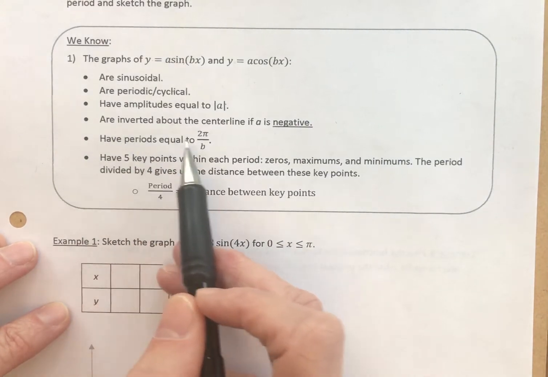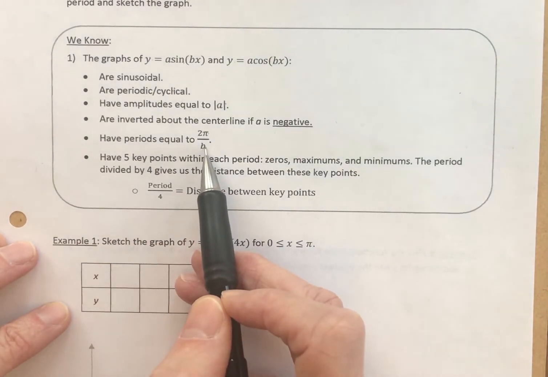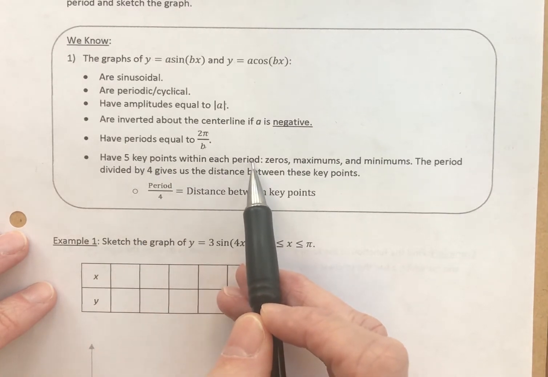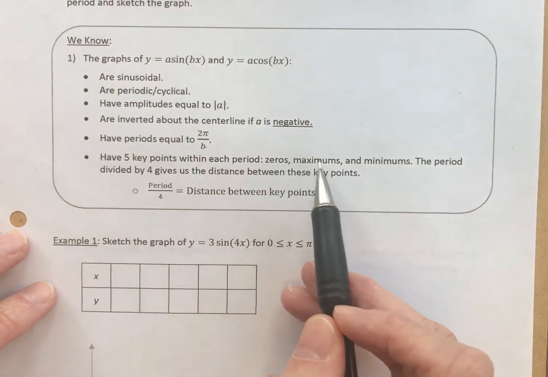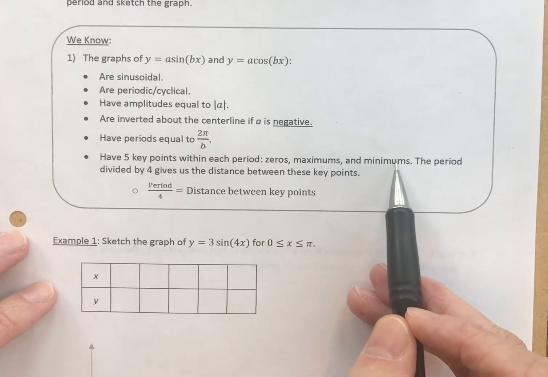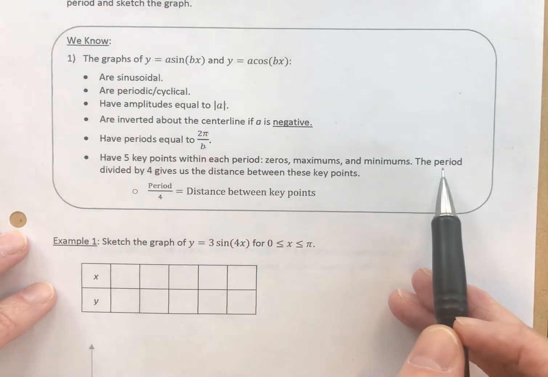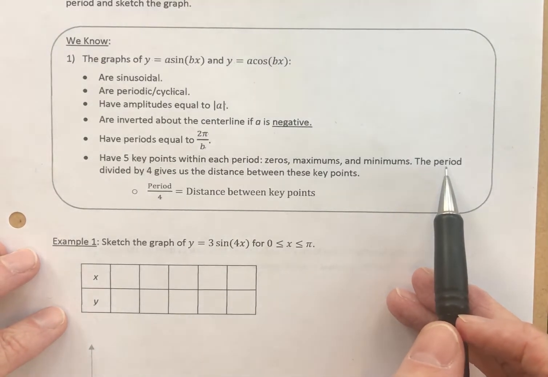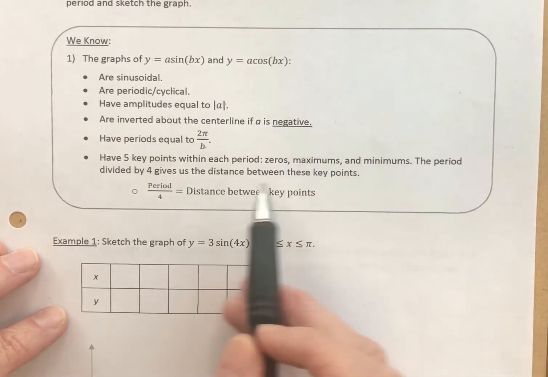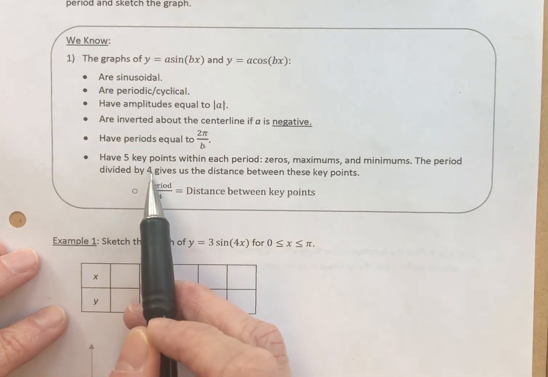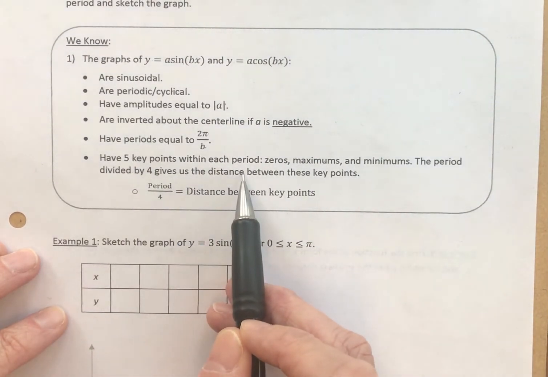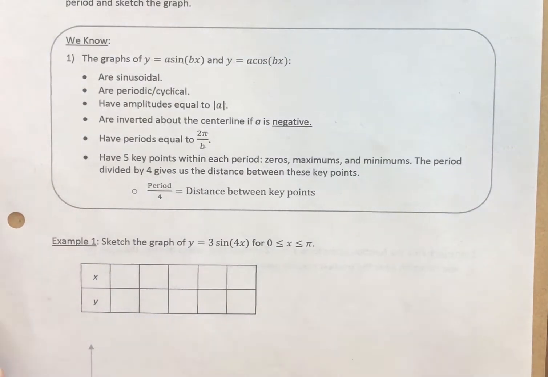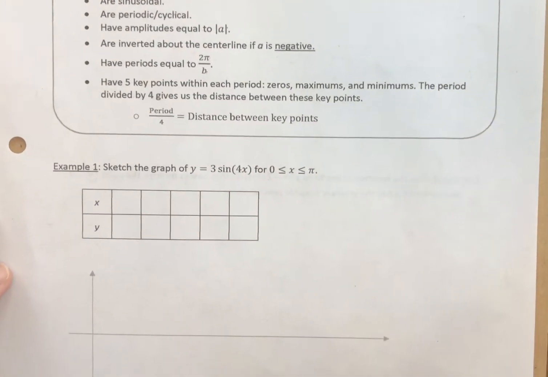They have periods equal to 2 pi over b, and they have 5 key points within each period. The key points are zeros, maximums, and minimums. Now, to find these key points, we saw this briefly in a previous video, we take the period and we divide it by 4. And that will give us the distance between these key points. So we're going to see that coming up right here in this first example. So let's take a look.